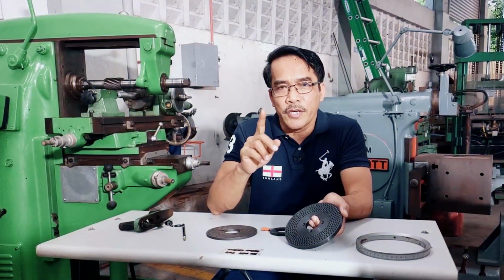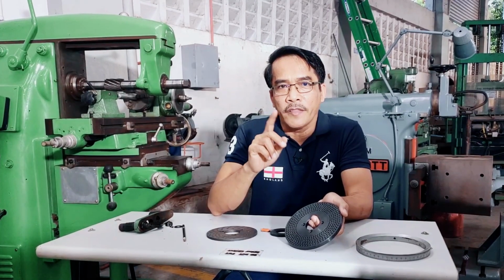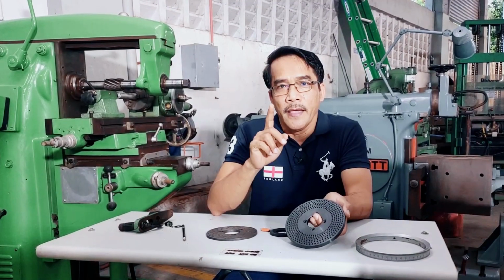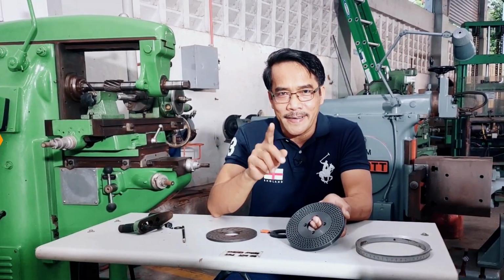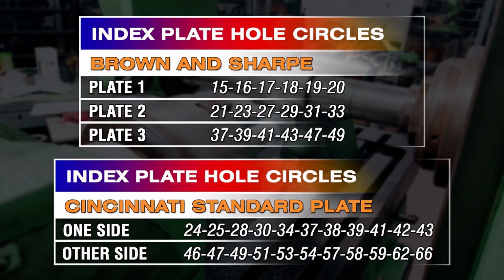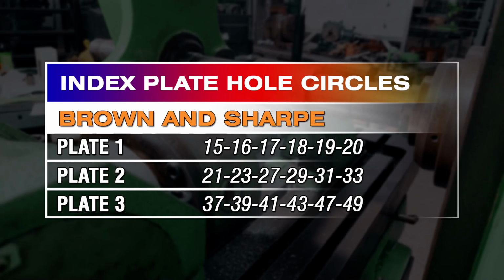Now, to get the 2/3 of a turn, choose any hole circle on the index plate with a number of holes that is divisible by 3. Here are the index plates of Brown and Sharp and Cincinnati standard plate. The Brown and Sharp has 3 plates.